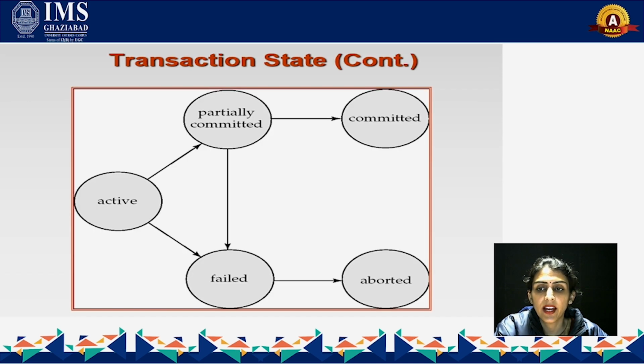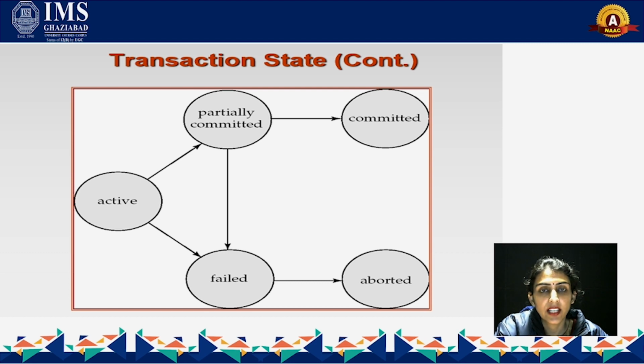Now see, first of all we have the active state. From the active state it goes on to the partially committed state, and then to the final committed state. That means whatever operations the transaction was performing on the database have been done successfully, and the database is now in a consistent state. That transaction has left the database in a consistent state; that is committed. In between active and committed, we have the partially committed state, where the transaction is in progress.